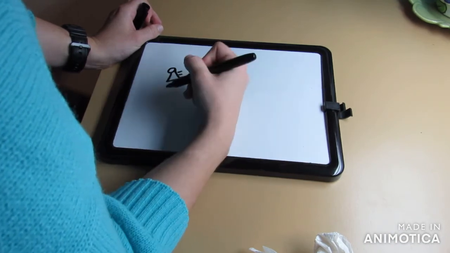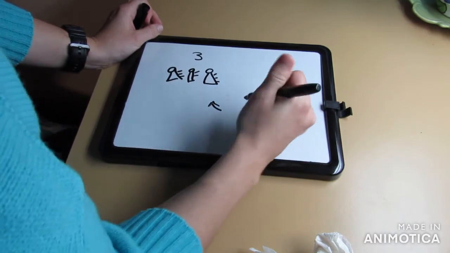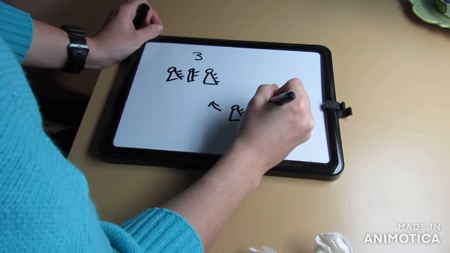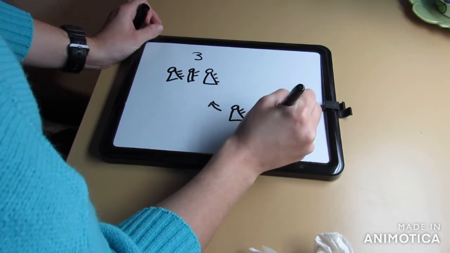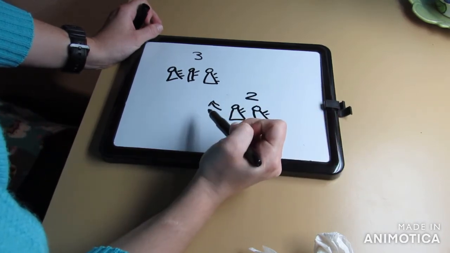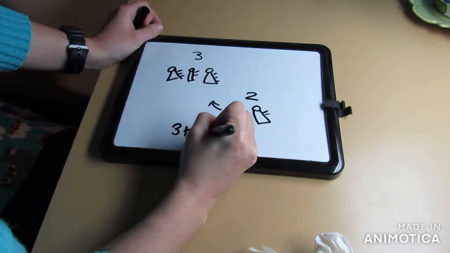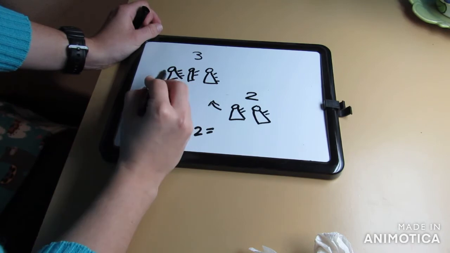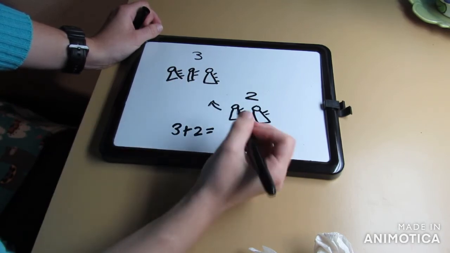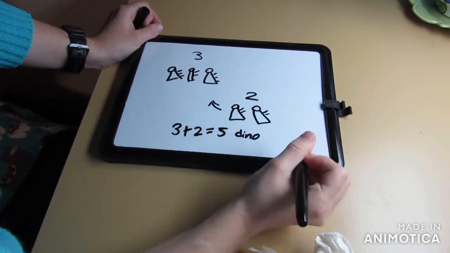As they're traveling, they run into 2 other dinosaurs who end up joining them on the journey. So as we're looking at this, we're going to need to figure out now how many dinosaurs are now in the group overall. So this would look like 3 plus 2 equals what? So we have 1, 2, 3, 4, 5. So now there are 5 dinos all together.